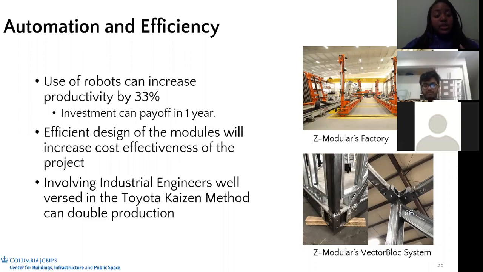And another thing that we talked about is just general factory efficiency. He mentioned a project done by Skanska, and one of the managers of the modular factory brought in industrial engineers that were well versed in the Toyota Kaizen method, and just implementing those processes, they were able to double the production of their factory. Next slide, please.